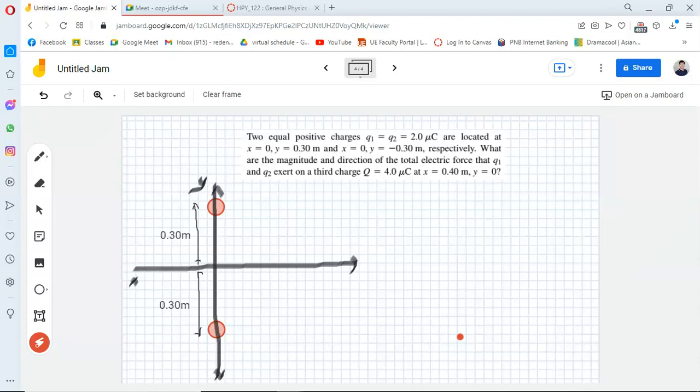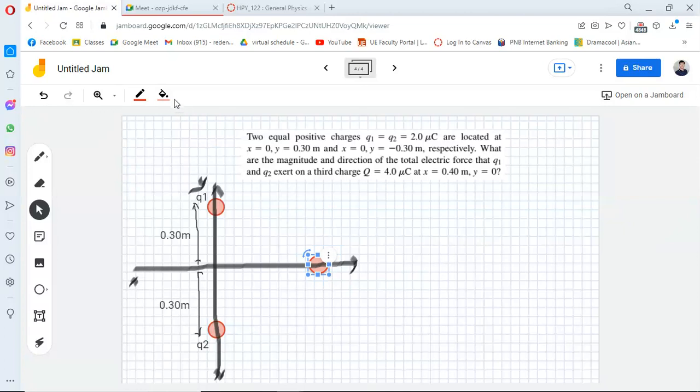Ngayon, meron daw isang pa-epal na third charge Q. So, I forgot to label. This is your charge Q1. Dito na lang. And this is charge Q1 and this would be your charge Q2. Yan, charge Q2. And then, meron daw umepal na isang third charge na nasa 0.40 meters. Okay, so kung 0.3 ito, siguro nandito yan.